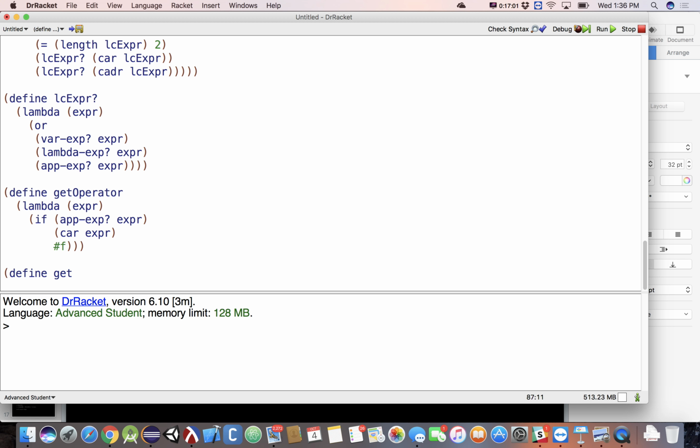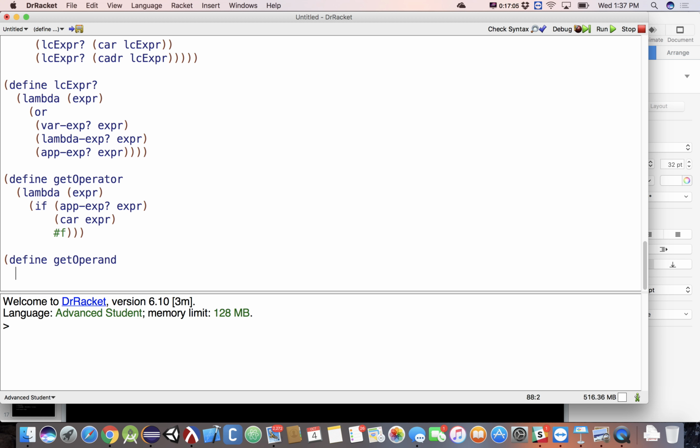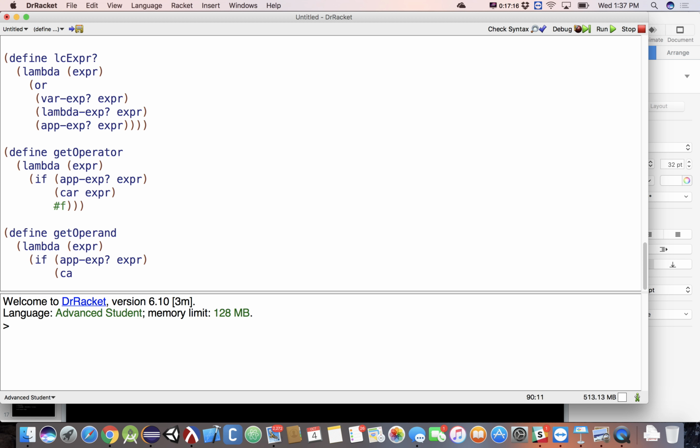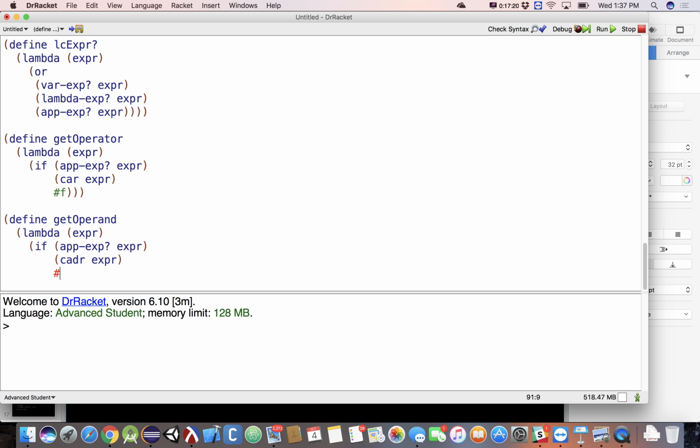There is no operator. Define get operand. Lambda takes in an expression. We ask the question if app expression EXPR, then return the cadr of our expression, otherwise return false.